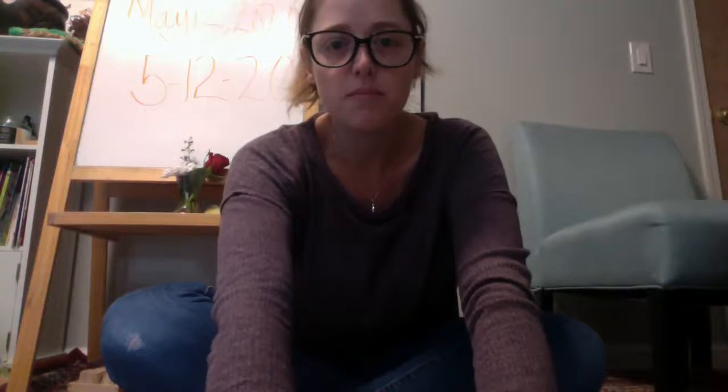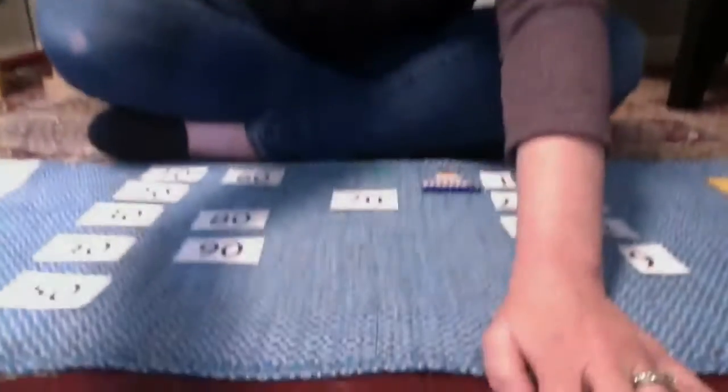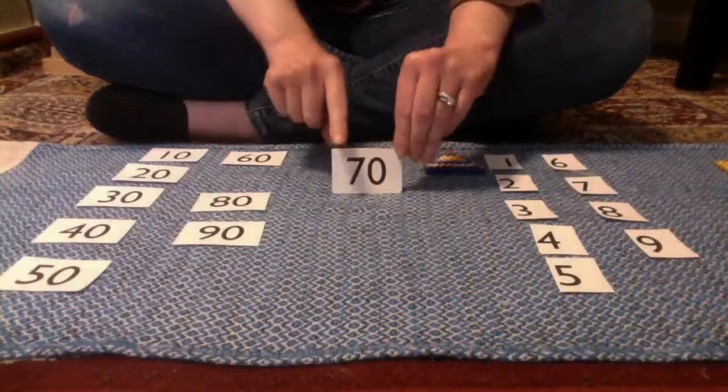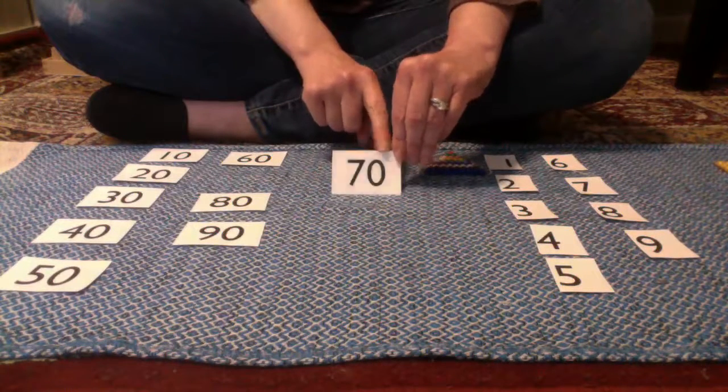This is a lesson on building numbers 70 through 79. Seven tens, 0 units.